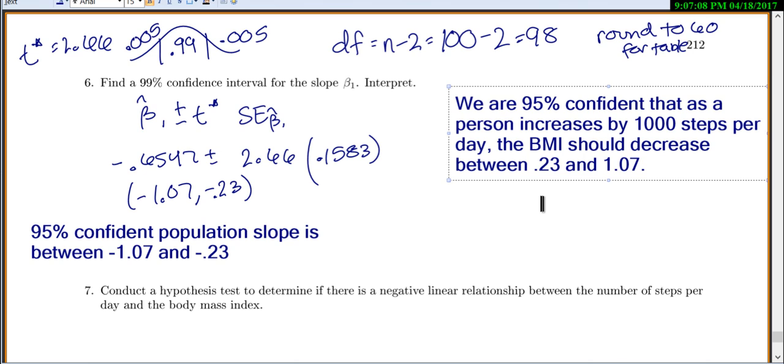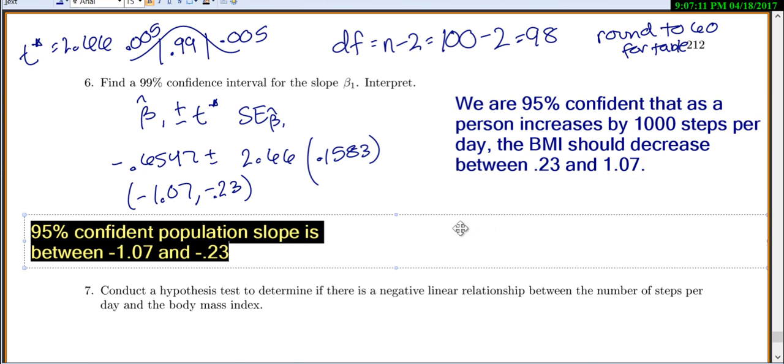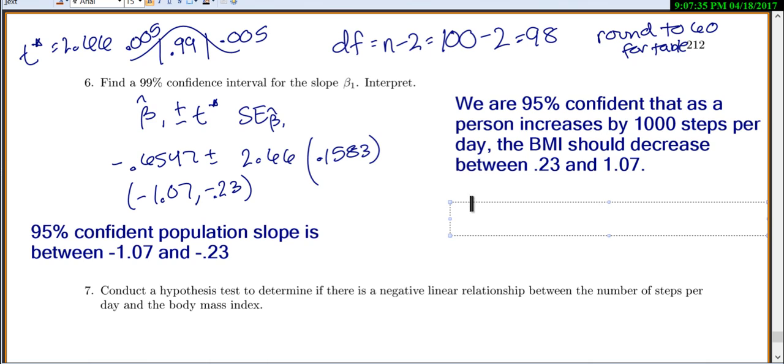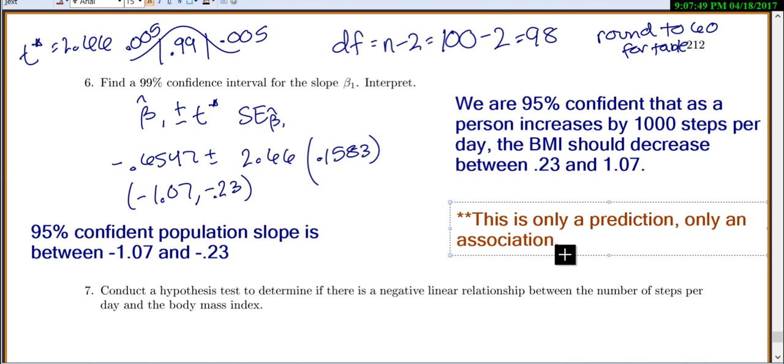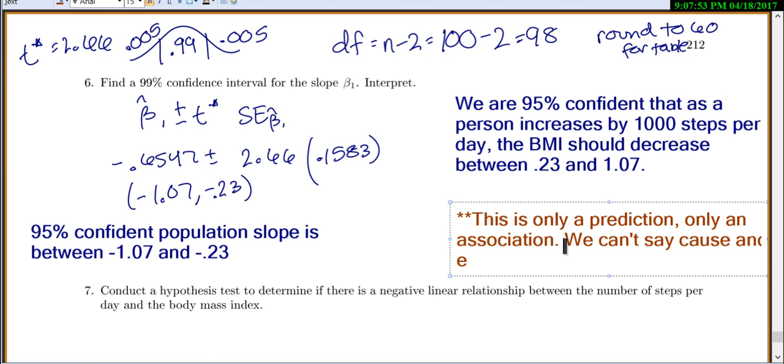Now, as another note here, something that's very important to know is that this is only a prediction. We're kind of predicting how much the BMI should change, or only an association. We can't say cause and effect. So in other words, if they increase by 1,000 steps per day, we'd predict their BMI should decrease by about that much. We can't actually say it's a cause and effect.